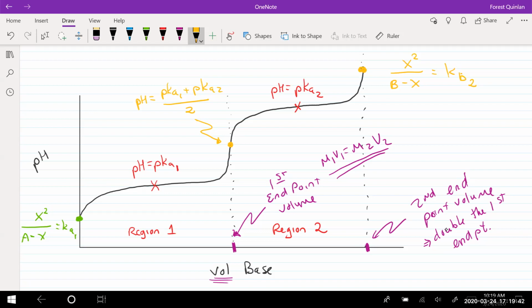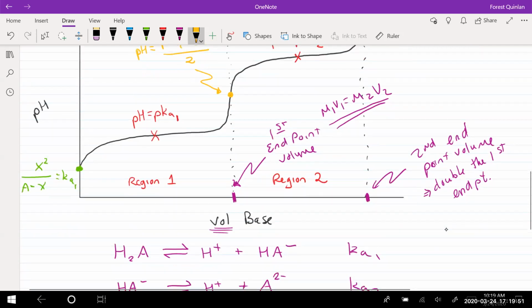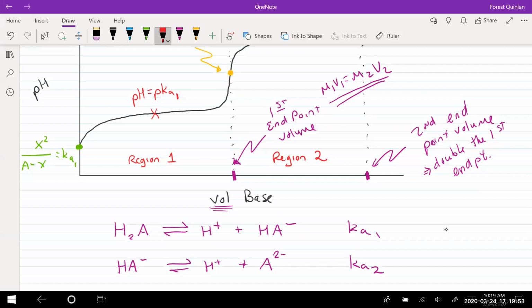I do want to point out a couple of other things in here for the region 1. As I pointed out down here below, I'm going to annotate this. That's region 1, and this is region 2 for the governing equations. So when we start looking at what is going on in each of the realms, keep in mind that region 1 is governed by the top equation of the H2A breaking apart, and region 2 is governed by HA breaking apart.